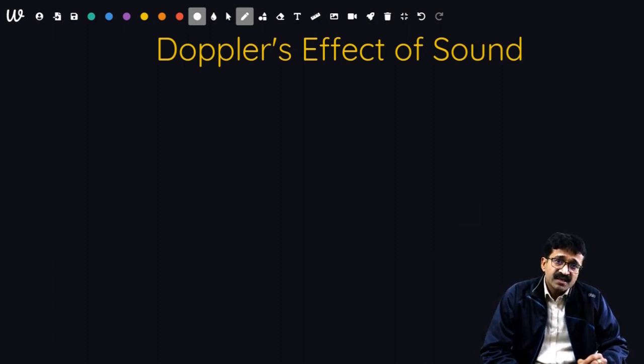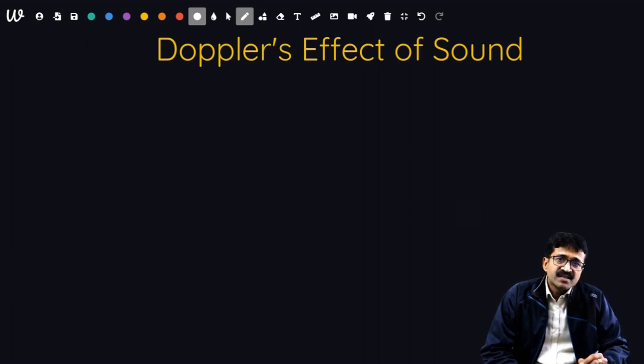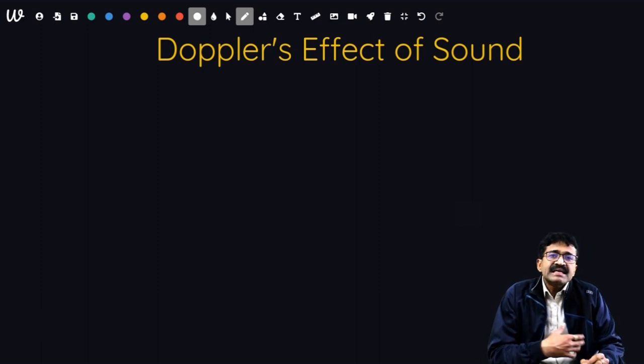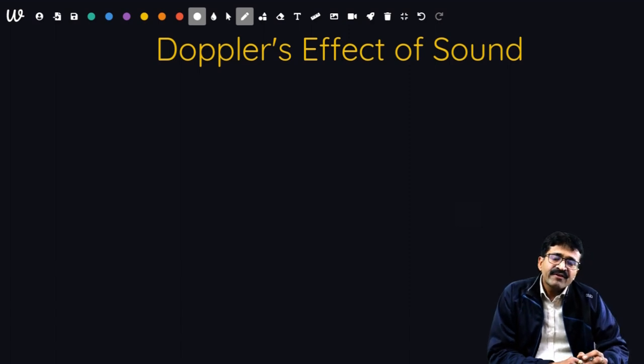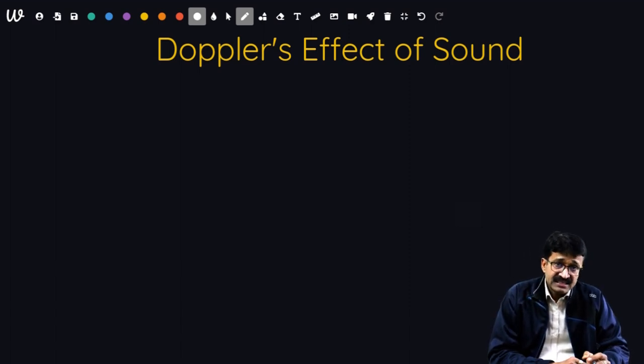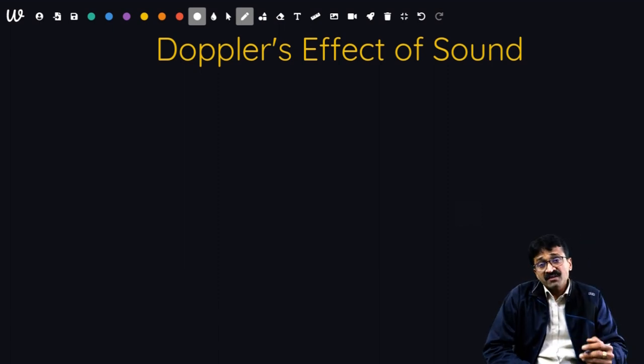Doppler's effect was discovered by John Christian Doppler. In the case of Doppler effect, whenever there is relative motion between sound source and observer, then there will be a change in the observed frequency. This frequency can be increased or decreased, depending upon the motion of both the observer and the source. Doppler effect can often be observed in daily life.